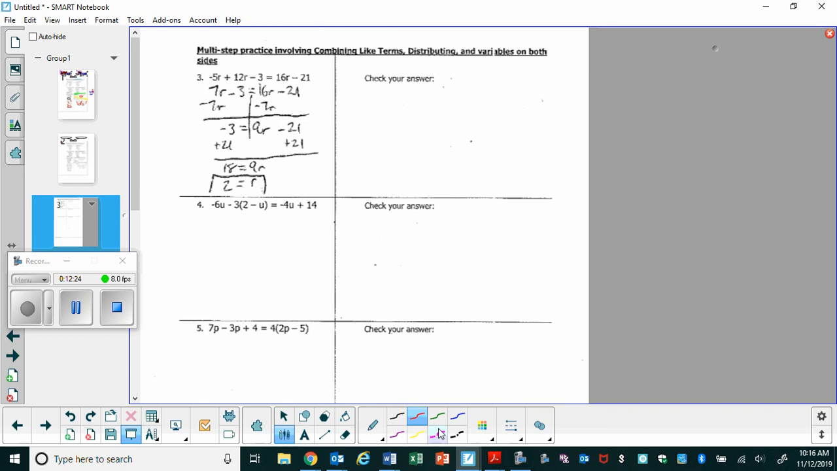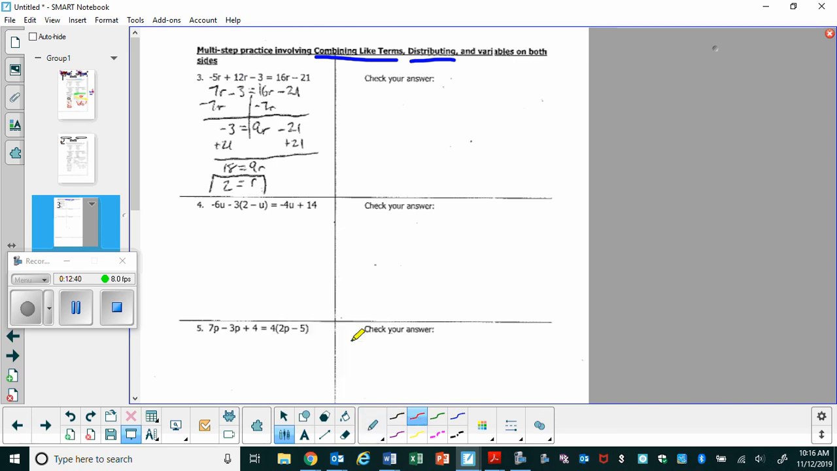And at the top here of page 7, I wanted to review with you guys that you might need to combine like terms or distribute before you have the equation with the variable on both sides. Let's take a look here at number 3.